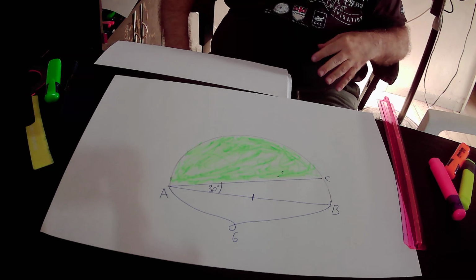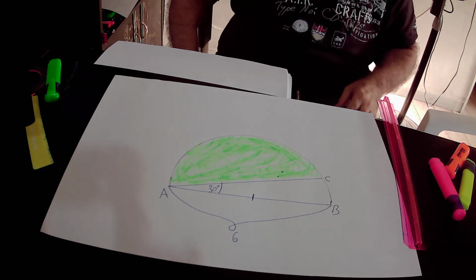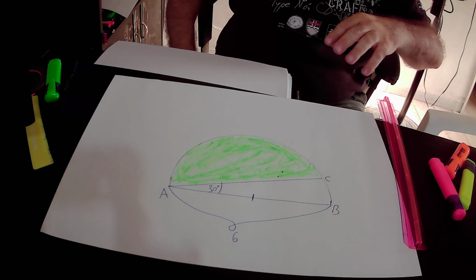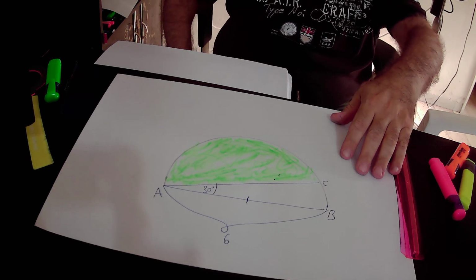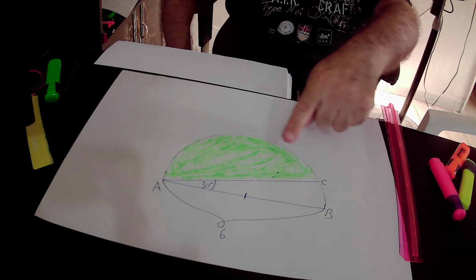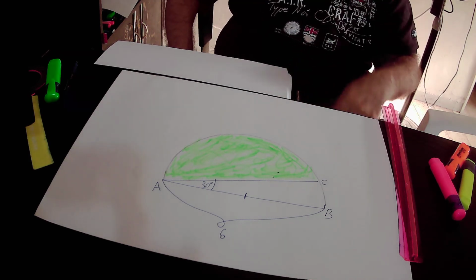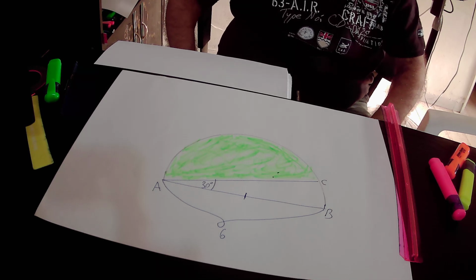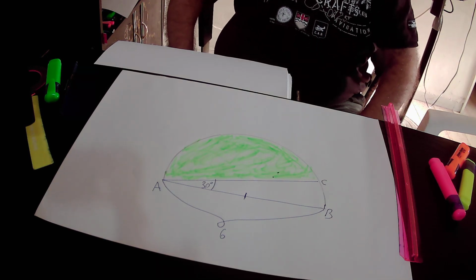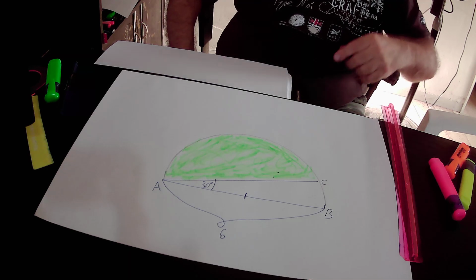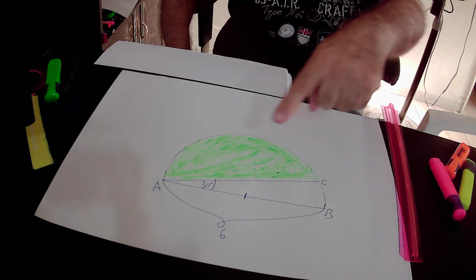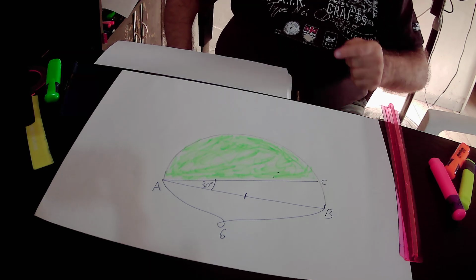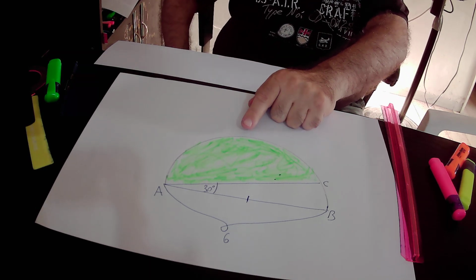In the drawing we have a semicircle. Inside the semicircle we know that AB equals 6 units. AB is the diameter of the semicircle, that is equal to 6 units. And we know that angle BAC equals 30 degrees, and our mission is to find out the area of the green shape.